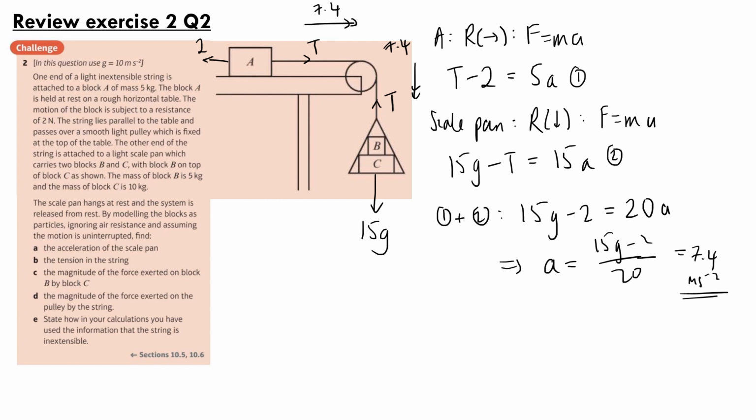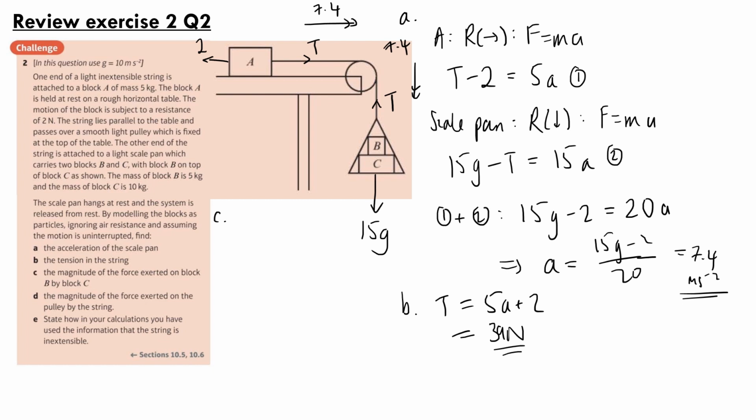Okay, for part B, we're asked to find the tension in the string. So we can use the first equation. We have that T is equal to 5a plus 2. So 5 times 7.4 plus 2, we get 39 newtons. For part C, we're asked to find the magnitude of the force exerted on block B by block C.